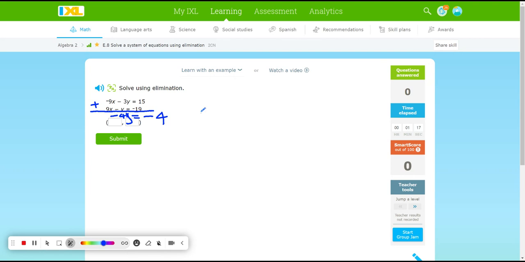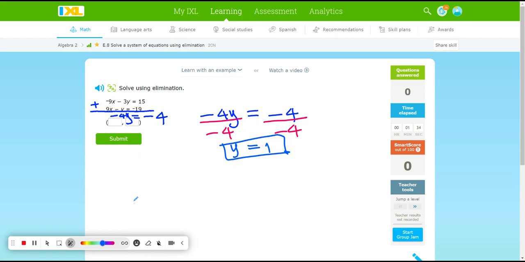Let me rewrite over here so we get more space. The last step is we divide by negative 4 on both sides. So we come out with y equals positive 1. We only have one answer so far: y equals 1. So you need to find the x.